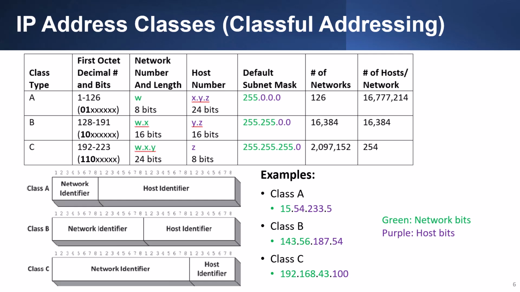Of course, Class C has the first 3 octets locked in for the network portion. Therefore, in the Class C example with the subnet mask of 255.255.255.0, the network part is 192.168.43.